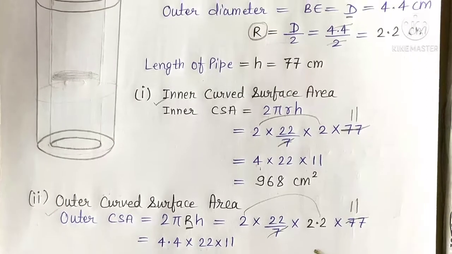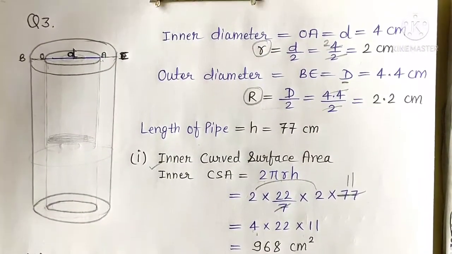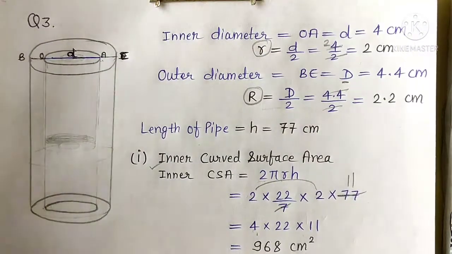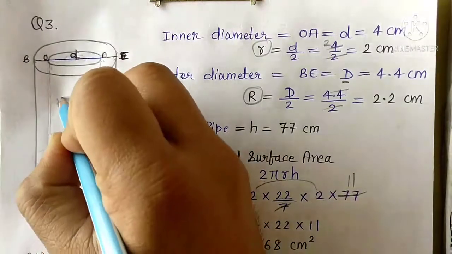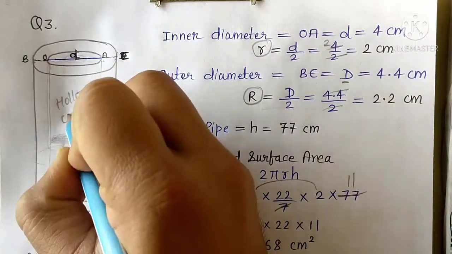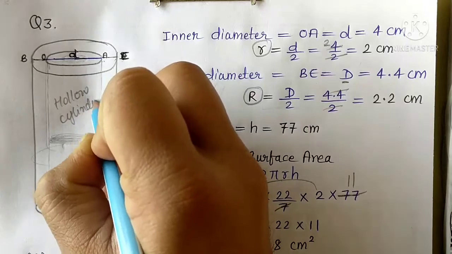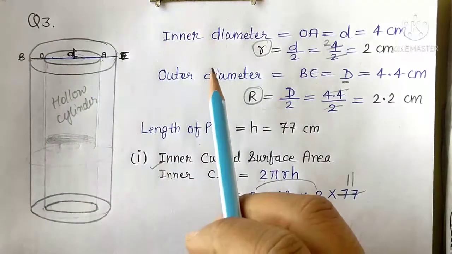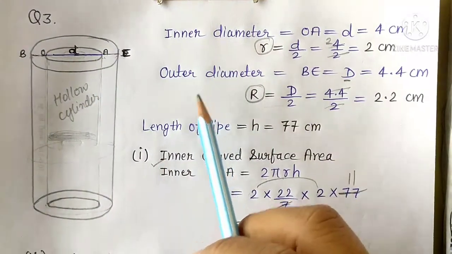So I have explained one question, that is question number 3, which was based on the hollow cylinder. Which cylinder? Hollow cylinder. So how will you know that we have to use the formula for the hollow cylinder? By checking whether they have given the inner and outer dimensions or not.